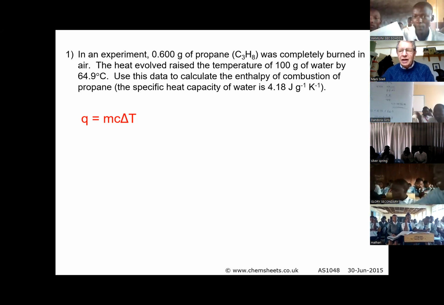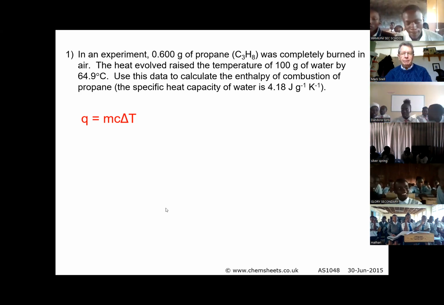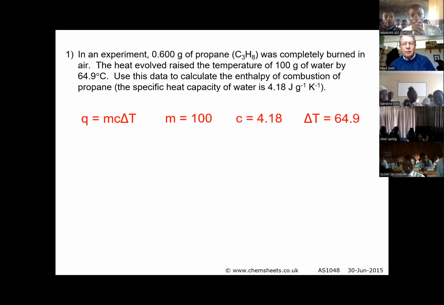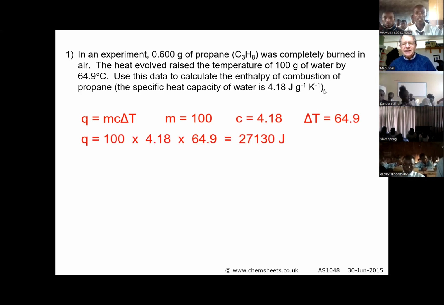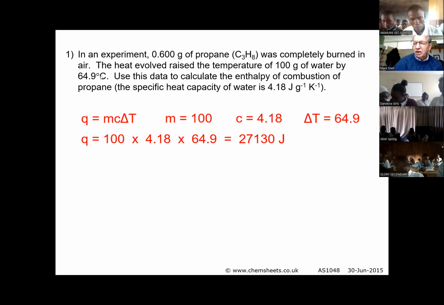But anyway, let's go through it. It looks like it's about the right thing. I'm just going to show you it now, everybody. So if M is 100 and C is 4.18 and 64.9 is delta T, always write it out like this. Then you will find that Q is 27,130 approximately. So there's the 100 grams of the water. C is 4.18. Delta T is the change in temperature.